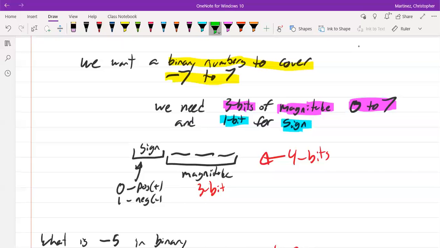How we're going to handle the sign is, if that sign bit is a 0, we're going to treat it as a positive number. If that sign bit is a 1, we're going to treat it as a negative number.